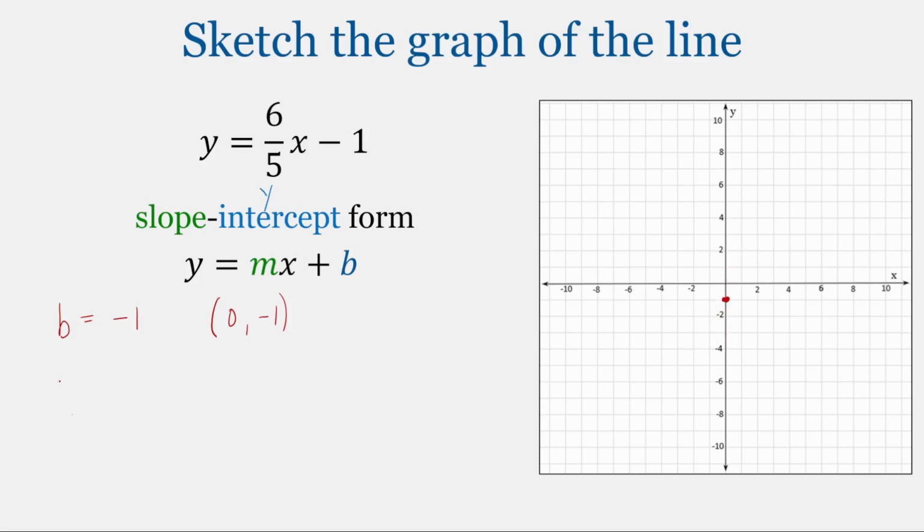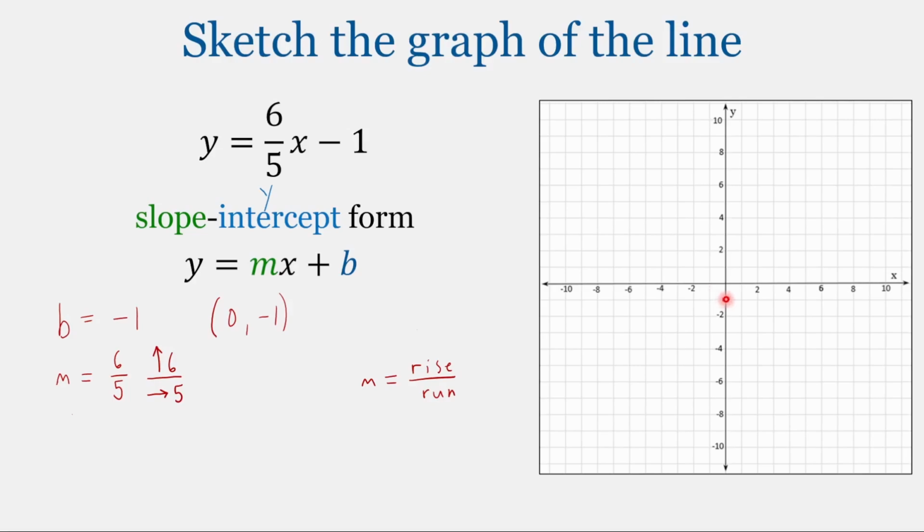For an equation written in slope-intercept form, the slope is the coefficient of x. In this case, it's 6/5. Reminder, the slope is the rise over the run. This is the change in the y value, the rise, over the change in the x values, our run. With a numerator of 6, we're going to rise 6 units. And with the denominator of 5, we're going to go to the right 5 units.